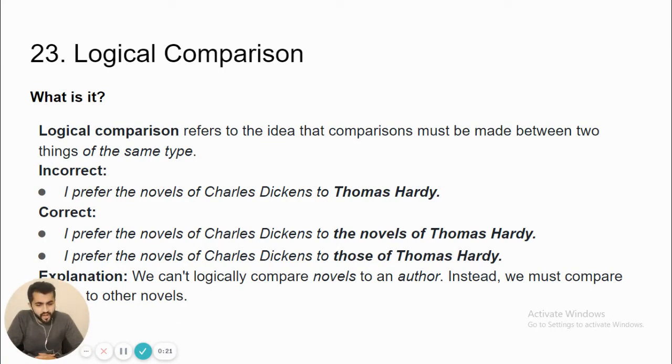So, if I say I prefer novels of Charles Dickens to Thomas Hardy, this is wrong because I'm comparing novels of Charles Dickens to Thomas Hardy, right? One is a thing and the other is a person. The correct version would be I prefer novels of Charles Dickens to novels of Thomas Hardy, or I prefer novels of Charles Dickens to those of Thomas Hardy.